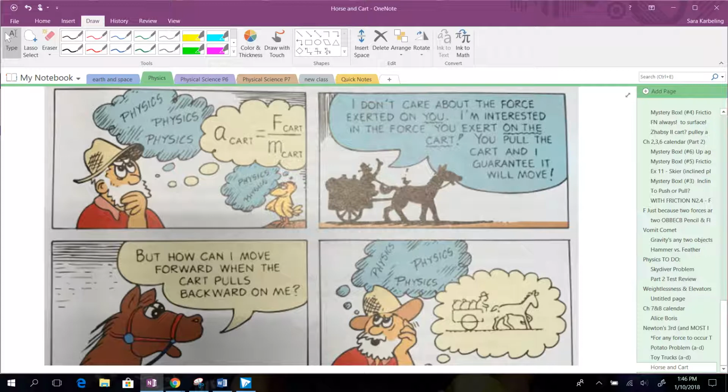So how does he move forward? How is the horse going to move forward if he's feeling a force back? Do you guys agree that the cart is applying a force to him? Yeah. Sure. So how in the world is he going to get to go if he's being pulled back? Acceleration. He has more mass than a cart.